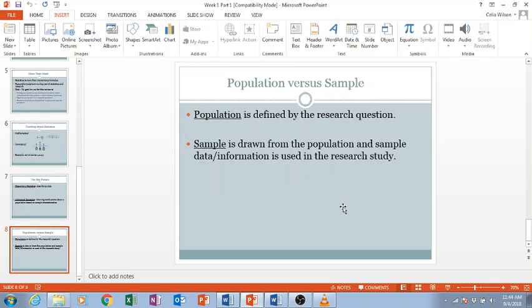So sometimes when we think about population, we think census, and that is counting every single person, say, in the United States. Well, when we're talking about population, we're actually talking about whatever that group is you care about. So, for example, if you're doing a study on third graders in the state of Texas, that is your population. Then you will pull your sample from all of the third graders in Texas.